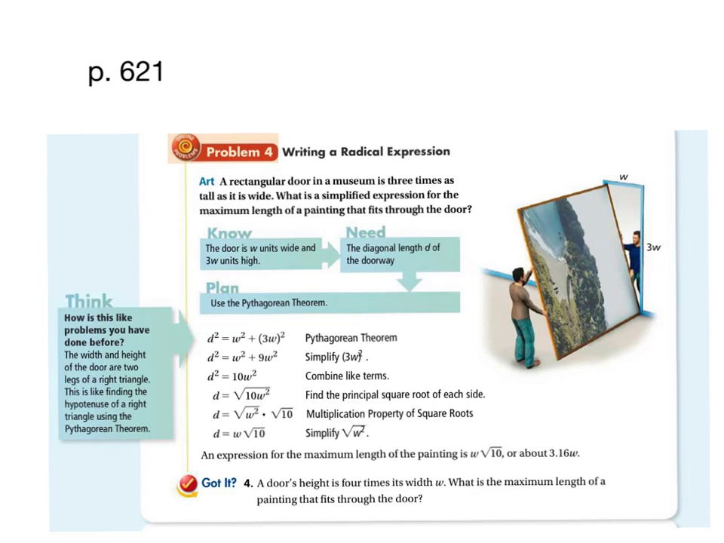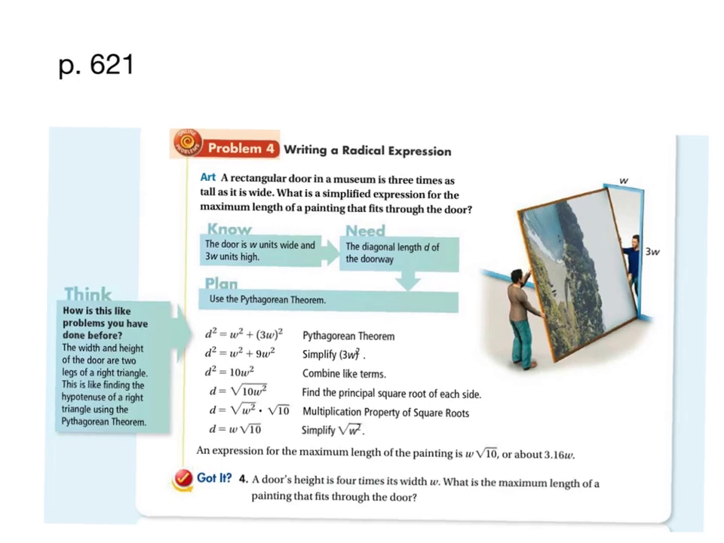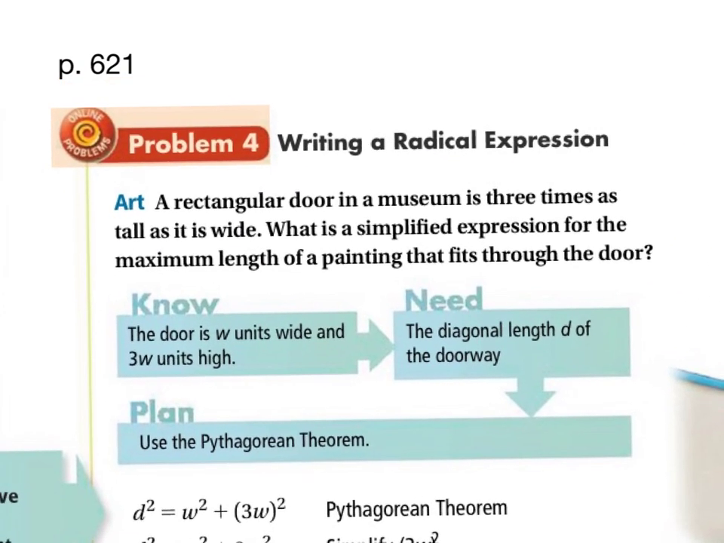Page 621, continuing lesson 10.2 on simplifying radicals. If we look at problem 4, there's a rectangular door in a museum that's 3 times as tall as it is wide. What is a simplified expression for the maximum length of a painting that fits through the door?